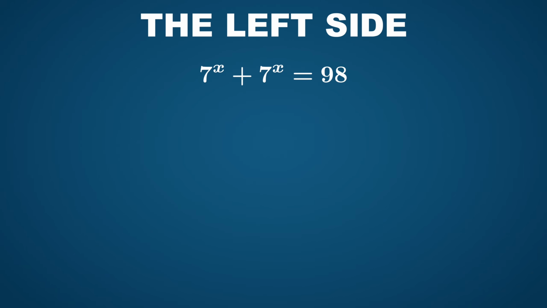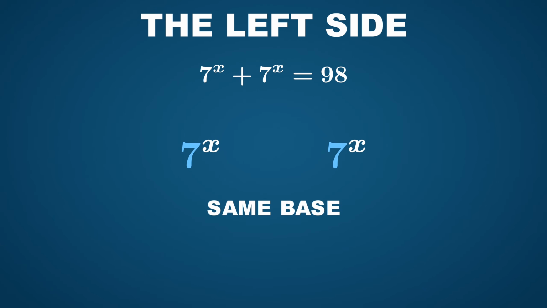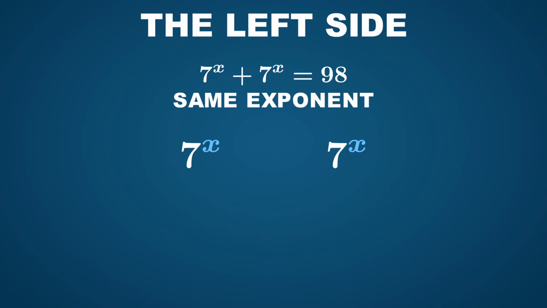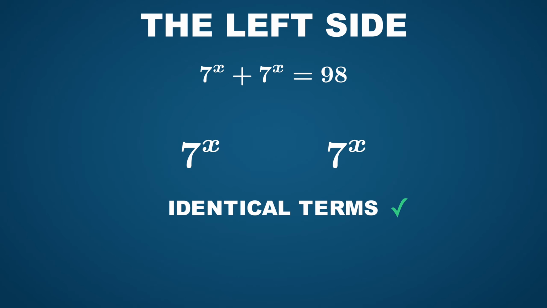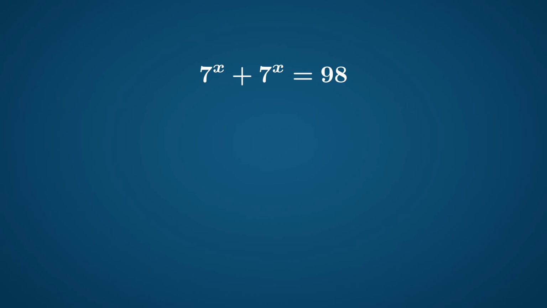Let us begin with the structure of the left-hand side. The first term on the left is 7 raised to the power of x. In that term, the number 7 is called the base. The letter x sitting on top is called the exponent. The second term is also 7 raised to the power of x. So both terms share the same base, the number 7. Both terms also share the very same exponent, the letter x. Since base and exponent both match, the two terms are identical. Whatever value x takes, the two terms will hold the same value.